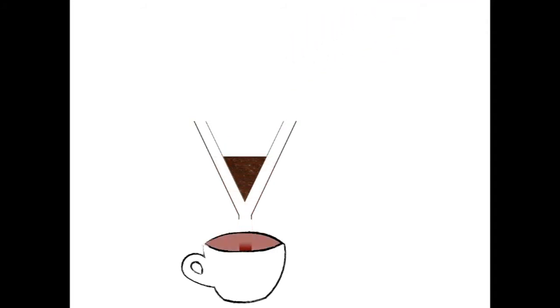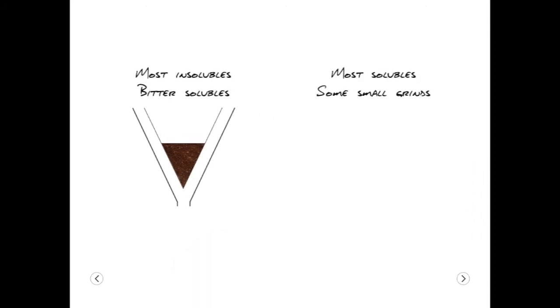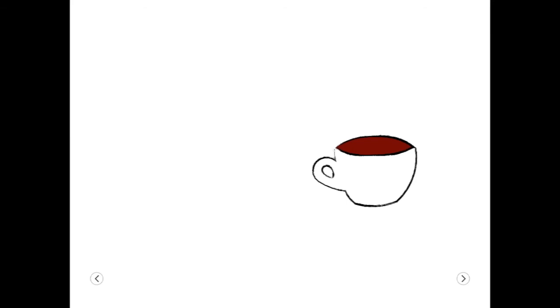As we brew, the soluble compounds dissolve and make coffee. Some very small insoluble particles also pass through the filter, ending up in the cup. Insoluble and some soluble compounds remain in the coffee bed. Soluble and some insoluble compounds end up in the brew.